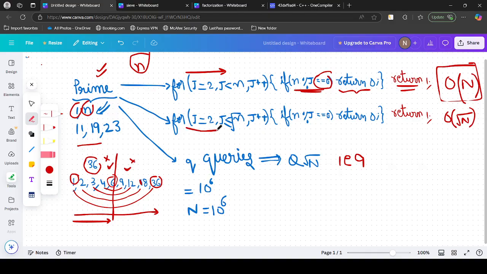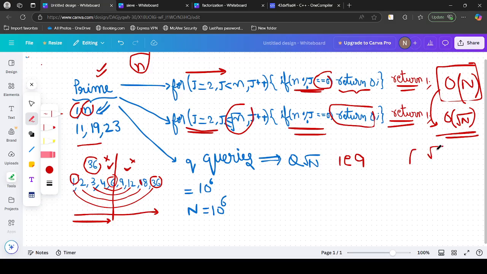So we can traverse from 2 till root n, and if we find any divisor, we return 0, it is not a prime, else we return 1. The time complexity of this is O(root n) because we are traversing only till root n. So this is a significant drop. For a given number, O(root n) is an optimal one.